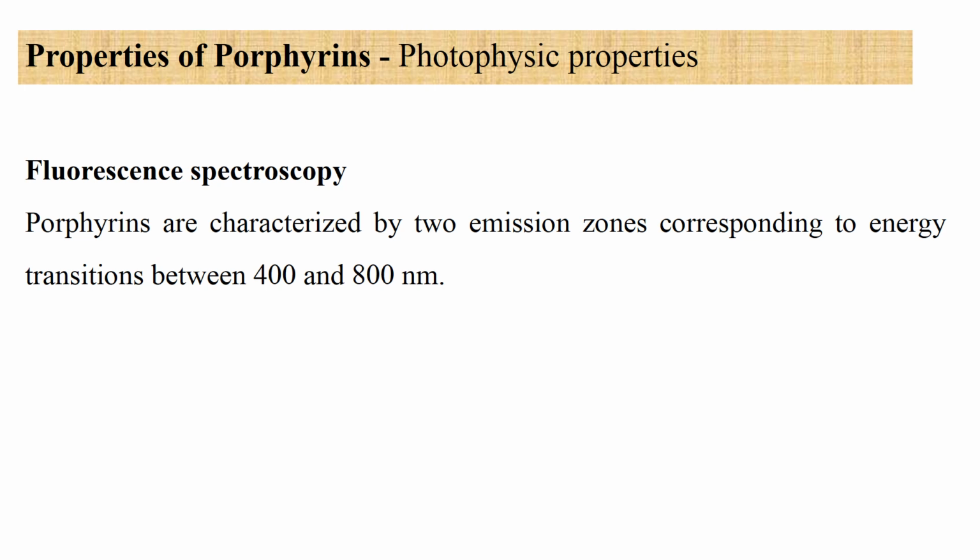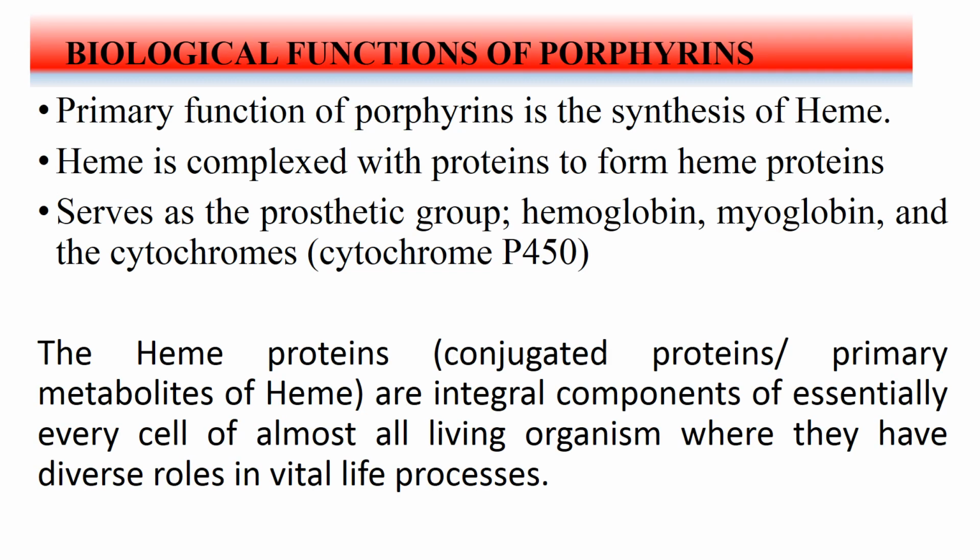On fluorescence spectroscopy, the porphyrins are characterized by two emission zones corresponding to energy transitions between 400 and 800 nanometers. The porphyrins have numerous biological functions. The primary function of the porphyrins is the synthesis of heme. Heme is complexed with proteins to form heme proteins. It serves as the prosthetic group in hemoglobin, myoglobin, and the cytochromes.